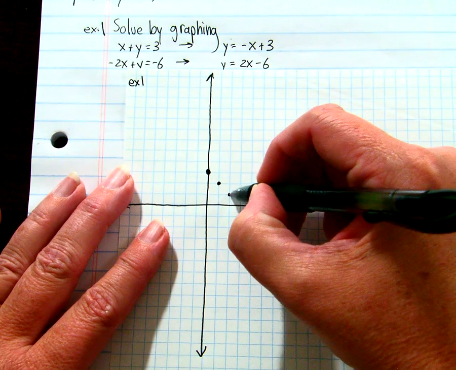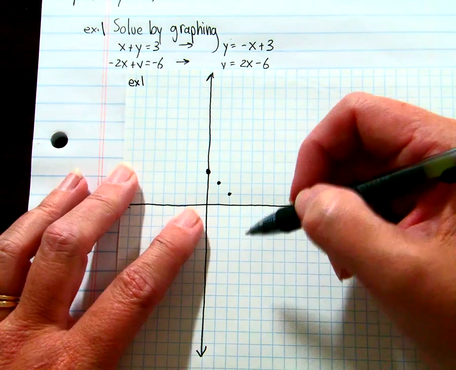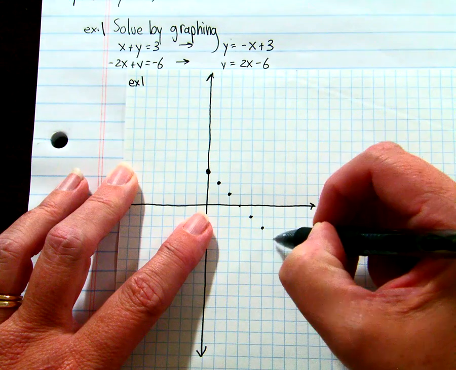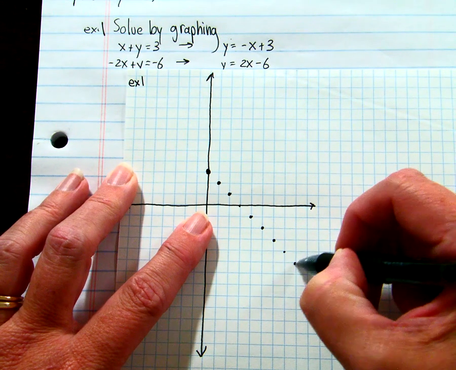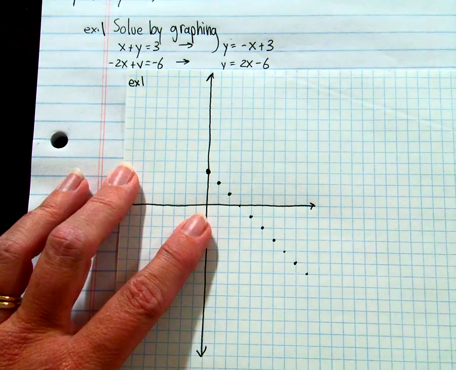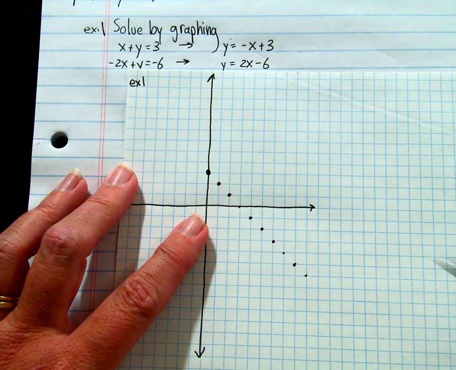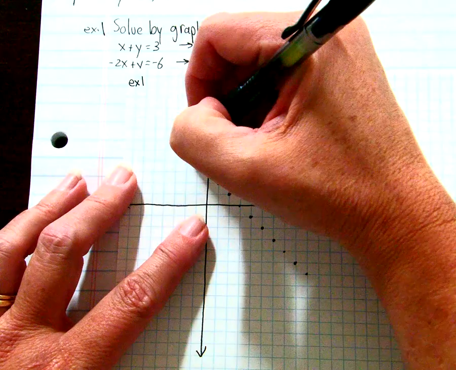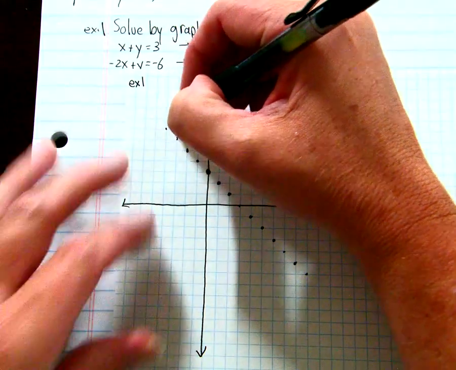Rise negative, run positive. Do that all the way to the edge of the graph. I want to see points, points, points, points, all the way to the edge of the graph. Do not sketch a line. Points. Now go back up to here, and you can rise 1 and run negative 1. And then give me points all the way to the edge of the graph.